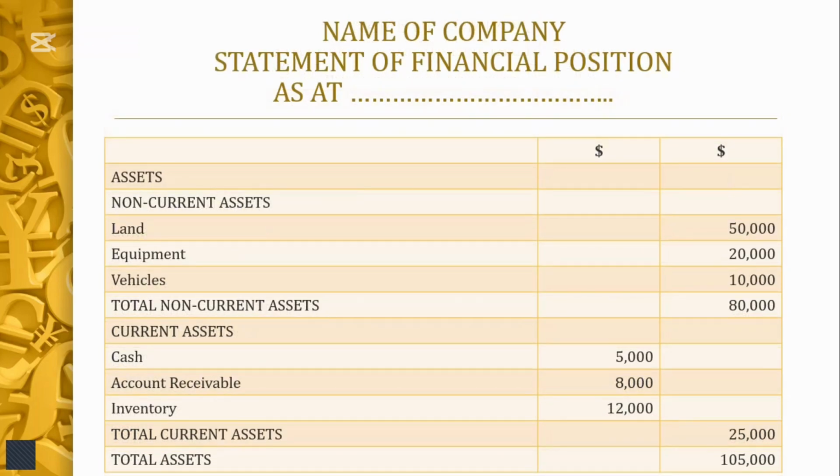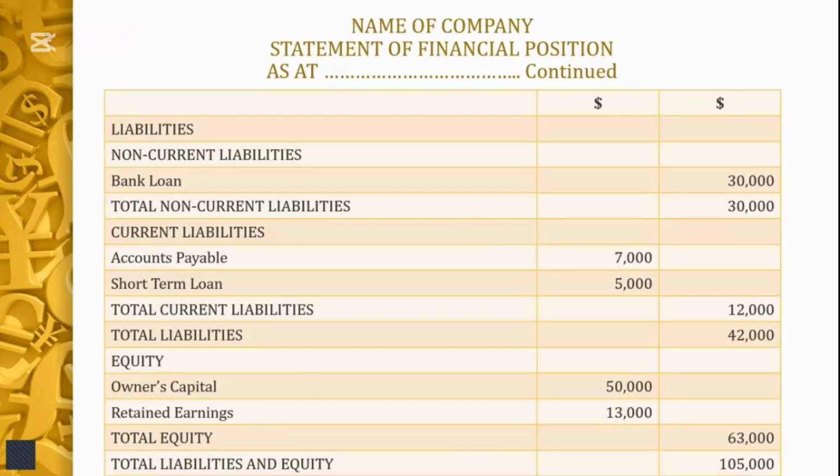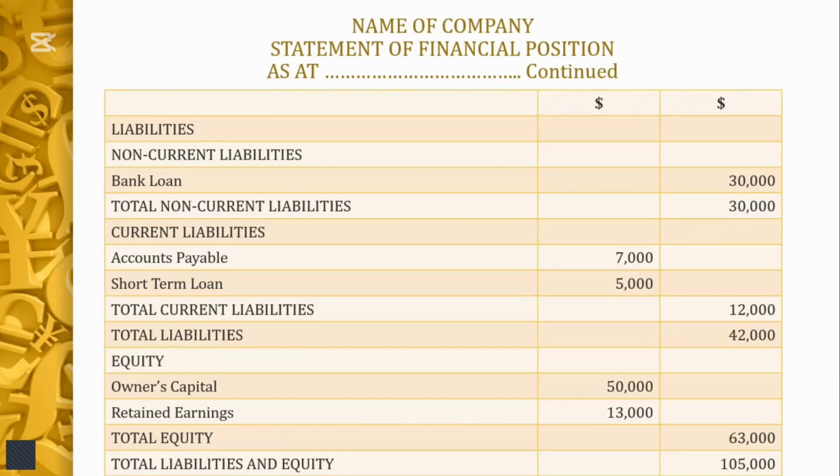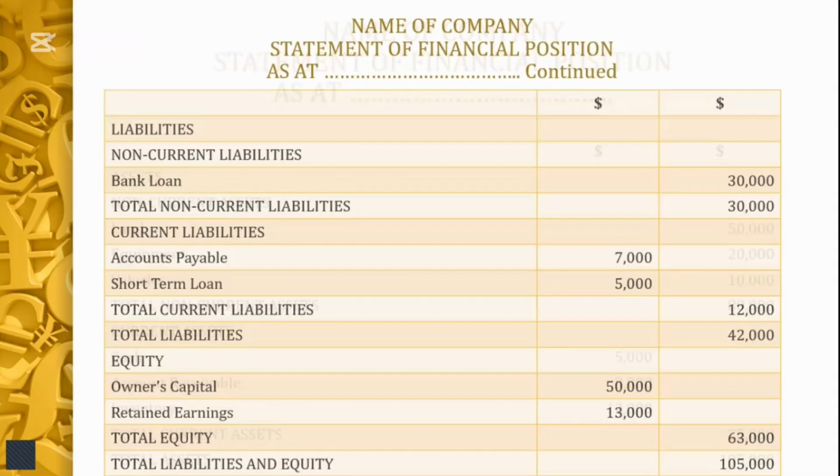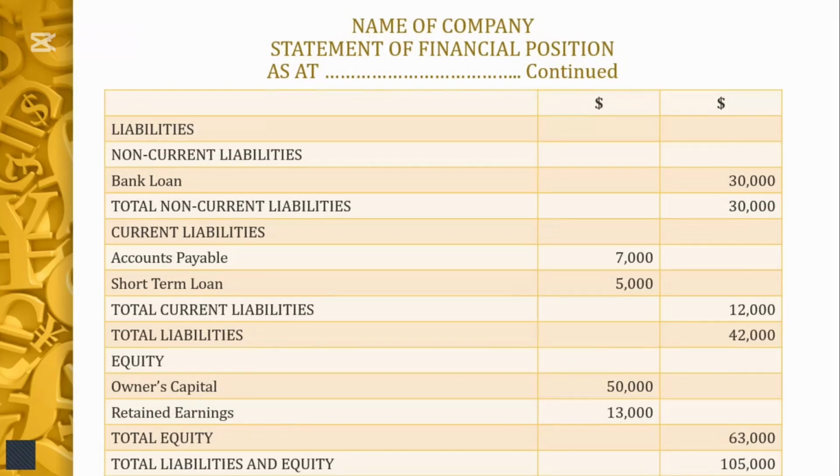So in this case now, we are using the accounting equation assets is equal to liabilities plus capital. So therefore, once we see that the two figures, 105,000 for our total assets, is equal to our liabilities plus capital of 105,000, then we have our balance sheet or statement of financial position being reflected.